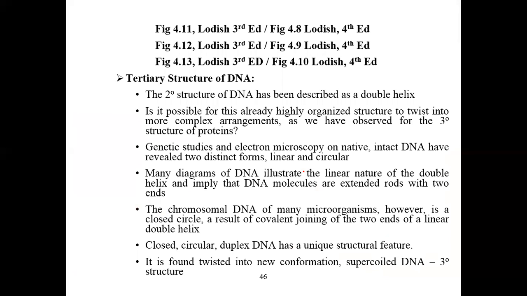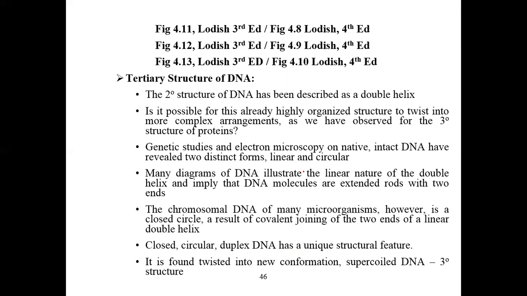Tertiary structure of the DNA: like other molecules, DNA also has a tertiary structure. The secondary structure of the DNA is described as a double helix. Is it possible for this already highly organized structure to twist into more complex arrangements, as we observed in the three-dimensional structure of the protein? Genetic studies and electron microscopy on native and intact DNA have revealed two distinct forms, linear and circular. So it is very important to know that the DNA has a tertiary structure to be more compact to reside in the cell.